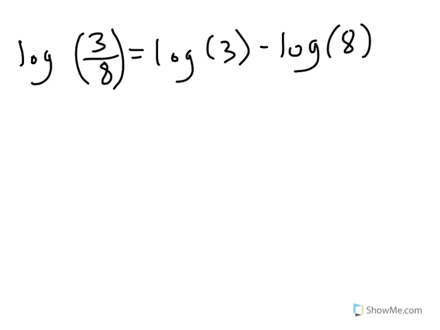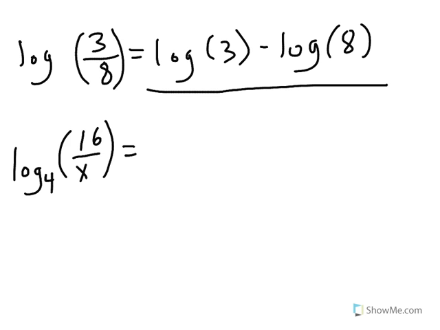Now in this case, we don't have any that are going to end up being a perfect number, because 10 to any power isn't going to give me 3 if that power is a whole number, and 10 to a whole number power is also not going to give me 8. So in this case, I wouldn't try to simplify it any further. I would just leave this as my final expanded answer, and that would be all we'd have to do in this example.